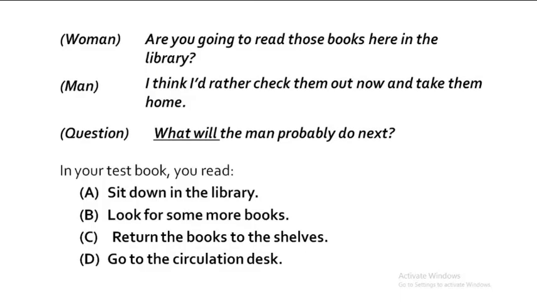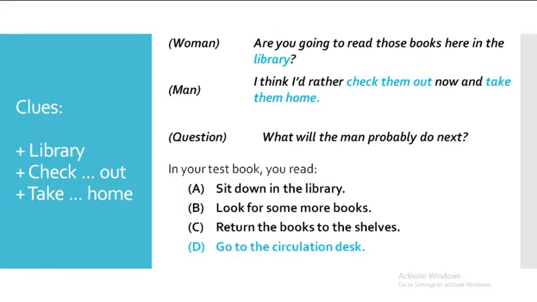Next is what? This is the example. The question is, what will the man probably do next? We found some clues here. Library, check out, and take home. They are in the library and will do something about the book. The man will take the book home and he will go to the circulation desk for that.